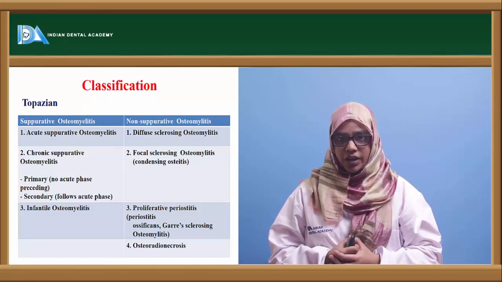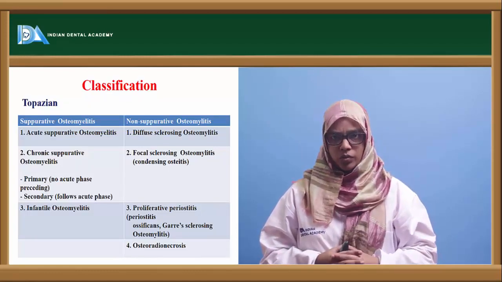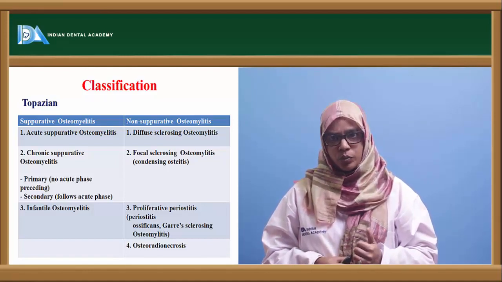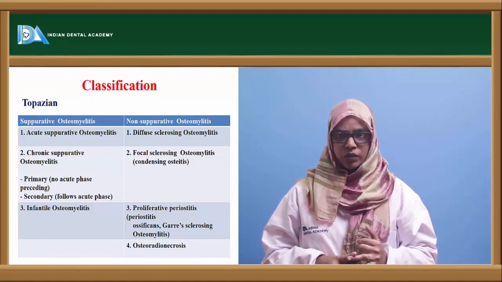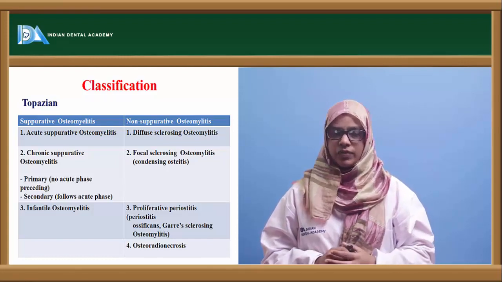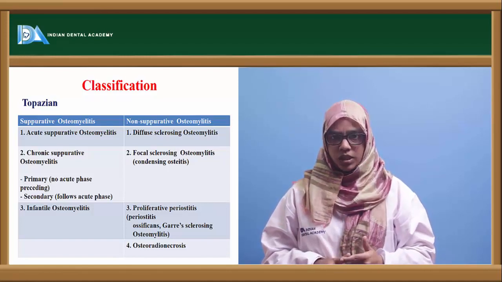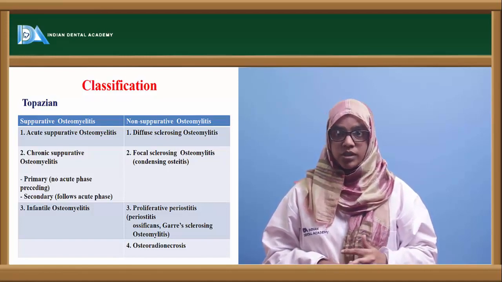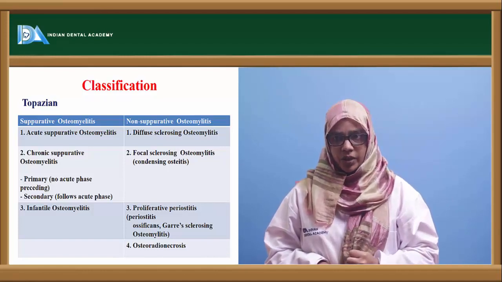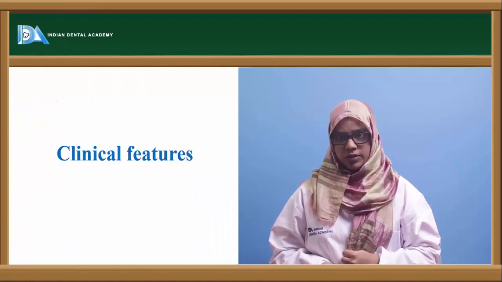Topazian has classified osteomyelitis into suppurative osteomyelitis and non-suppurative osteomyelitis. Suppurative osteomyelitis further has acute suppurative osteomyelitis and chronic suppurative osteomyelitis. Chronic can either be primary or secondary, and infantile osteomyelitis. Non-suppurative osteomyelitis includes diffuse sclerosing osteomyelitis, focal sclerosing osteomyelitis, proliferative periostitis, that is Garre's osteomyelitis, and osteoradionecrosis.